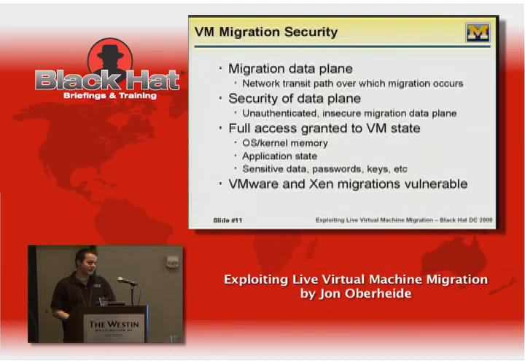So the entire security of VM migrations hinges on the security of the migration data plane, which is the network transit path over which the migration occurs. If this data plane is insecure or unauthenticated, an attacker may be able to gain full access to the state of the VM, which, as we've mentioned, is the kernel memory, the applications beneath the kernel, and also the data that's being used by these applications. And as we'll see in the rest of this presentation, the migrations performed by Xen and VMware are indeed vulnerable.